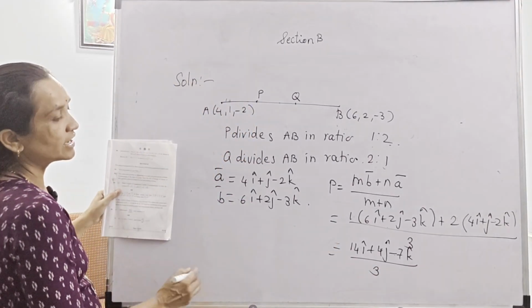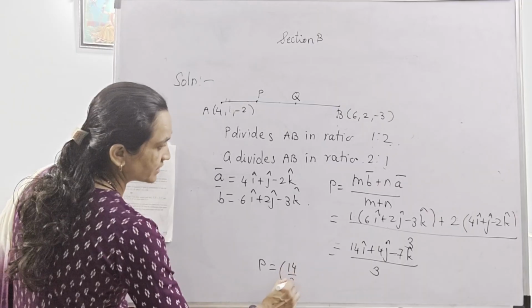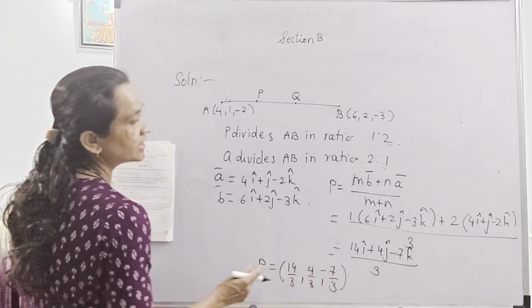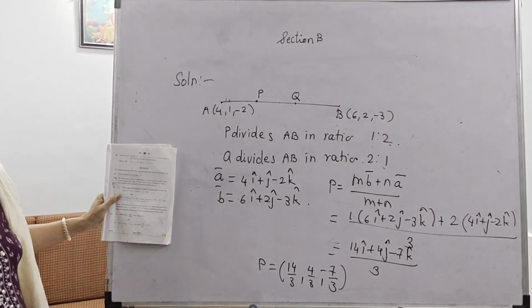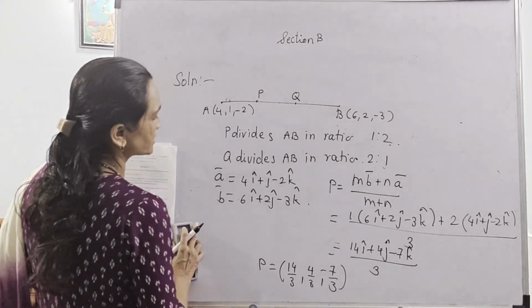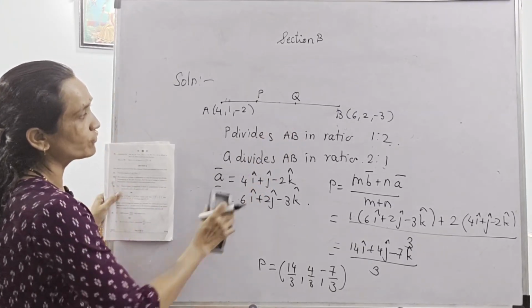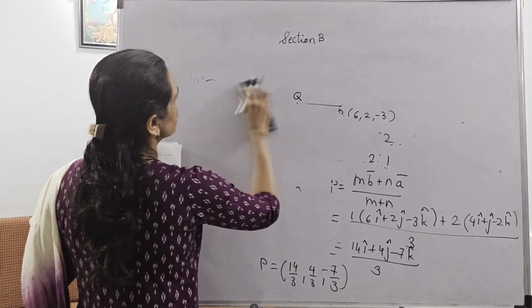So I will write this point again in coordinate form, that is 14 by 3, 4 by 3 and minus 7 by 3. Here you can use the vector method or you can directly use x1, x2, x3, y1, y2, y3 and z1, z2, z3. So exactly similarly the coordinates of Q can be found. Now the next question.